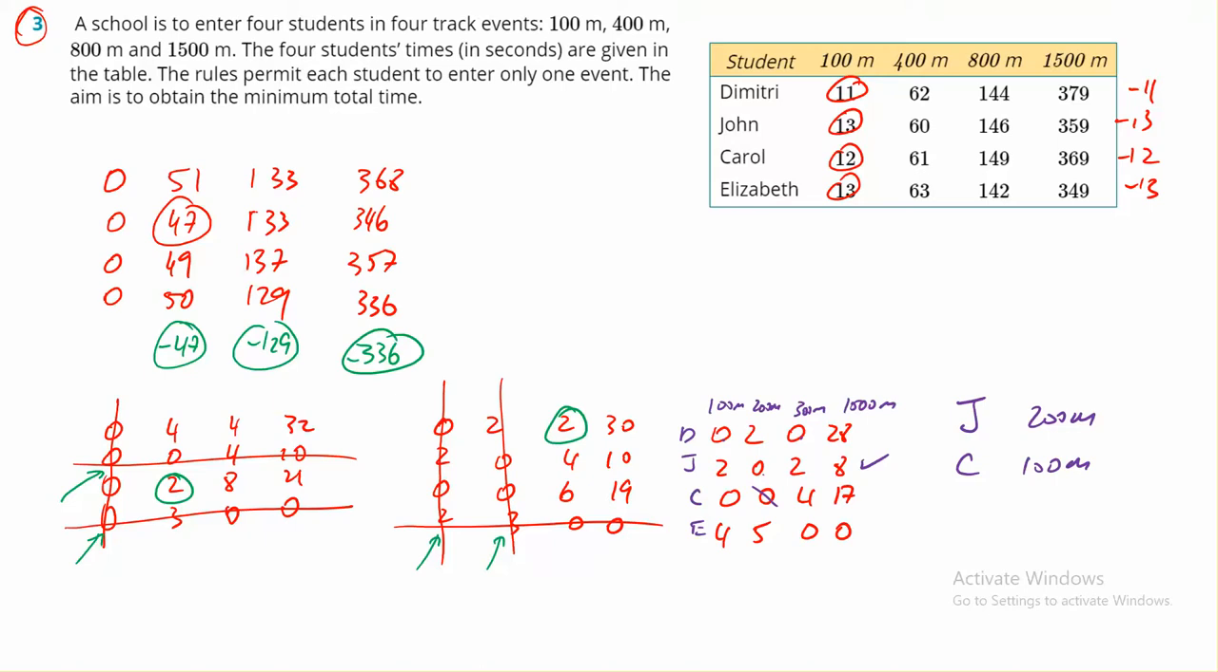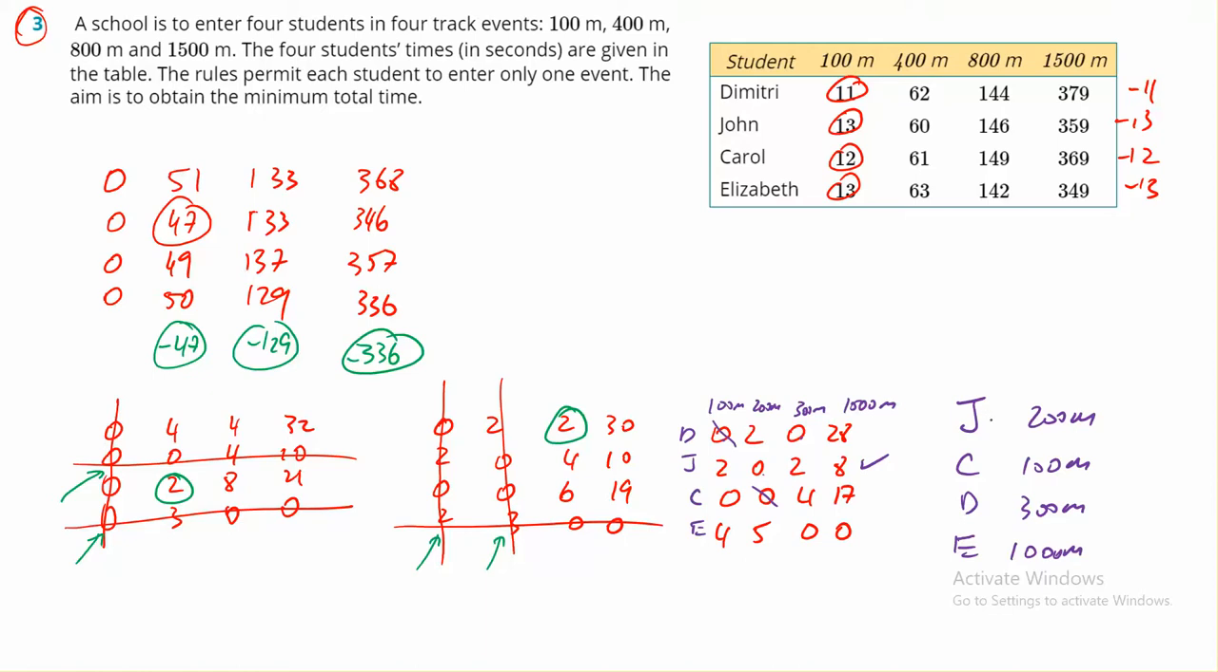if Carol does 100 meters, it means that Dimitri can do the only 300 meters, and which leaves Elizabeth to do the 1,000 meters. Okay, so you do the allocation like that. Now you're not finished yet. It says obtain the minimum total time. The minimum total time would be the times of these added together. So you go back to the original matrix.